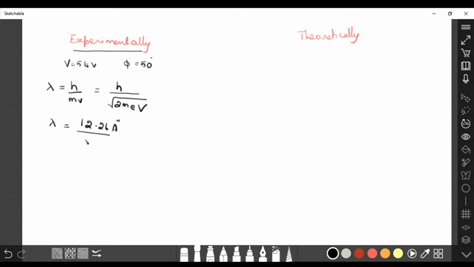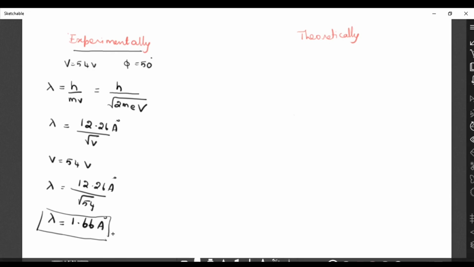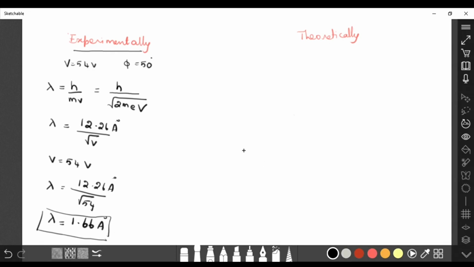Here V is nothing but 54 volts. So now V is equal to 54 volts, which we observed in this experiment, where we got the short curve. So lambda is equal to 12.26 angstroms divided by root of 54. By substituting this value, we get lambda is equal to 1.66 angstroms. What is the wavelength value? 1.66 angstroms. So experimentally they have proven that lambda is equal to 1.66.